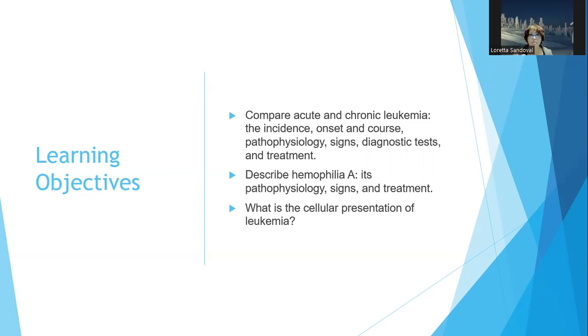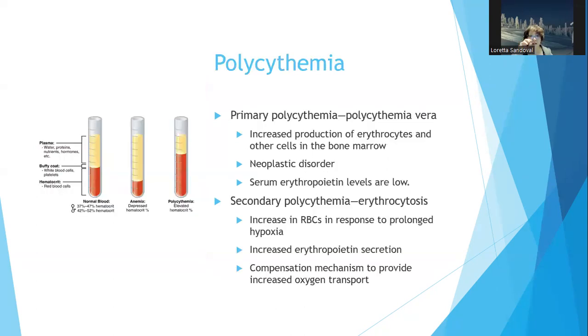So leukemia is the main other blood dyscrasia besides anemia that you hear more about, and clotting disorders like hemophilia. There are a couple other ones that we'll just hit on, but we're not going to talk about every one that's in the book because there are a lot of them. So polycythemia is one of them.